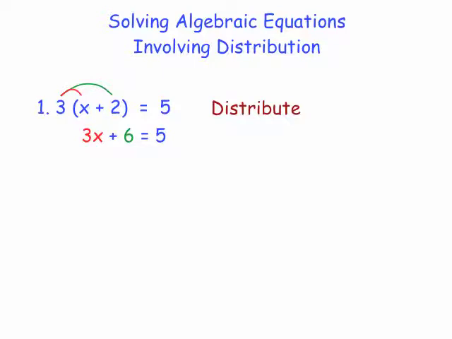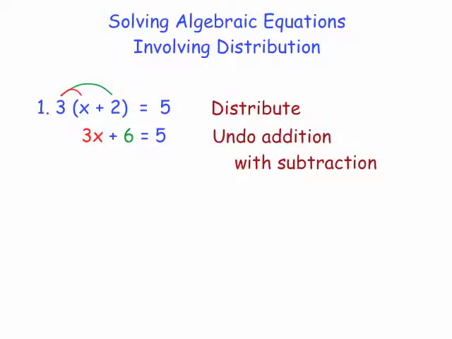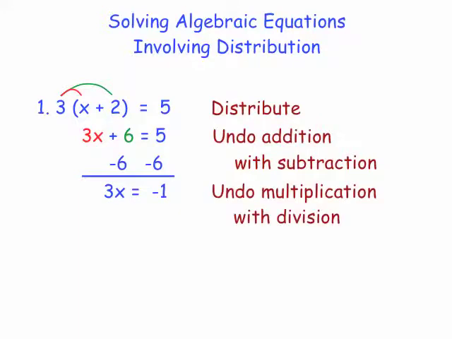Remember, doing PEMDAS backwards, first thing I'll do is undo that addition with subtraction. So I'll subtract 6 from both sides, and I get 3x equals negative 1. Now I can undo multiplication with division, dividing both sides by 3, and I get x equals negative 1/3.